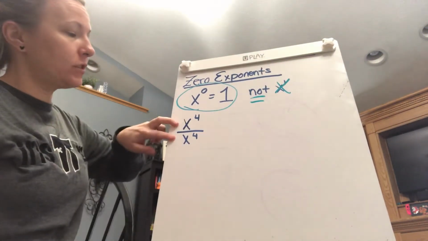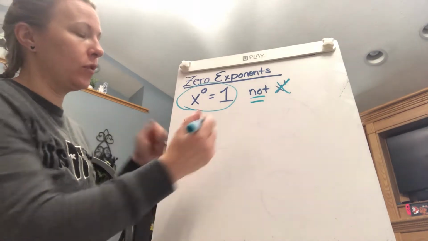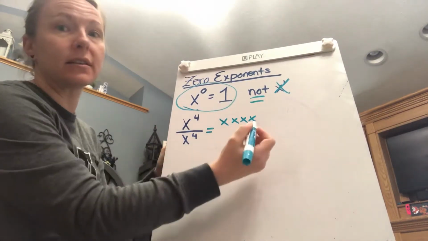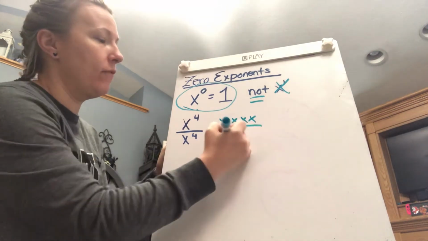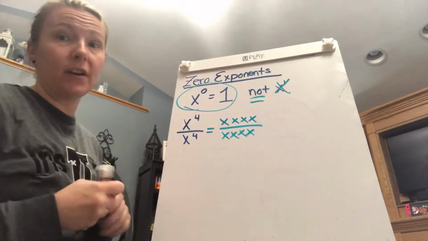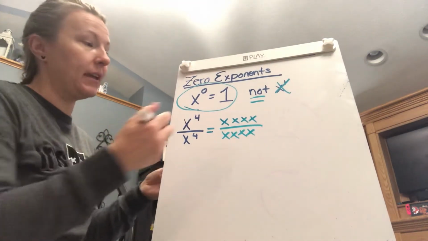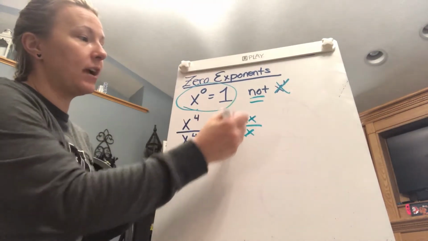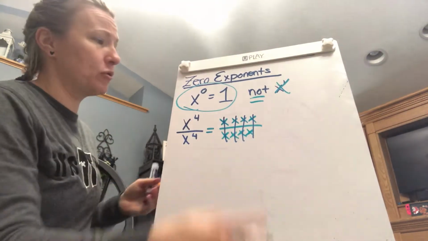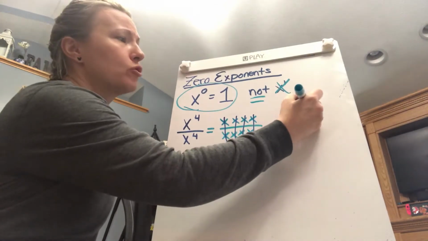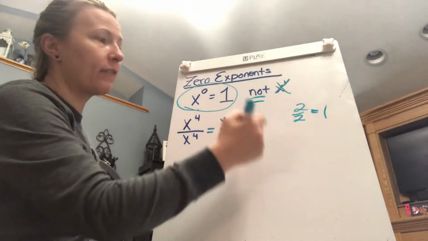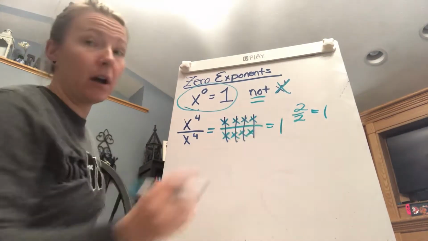So if you have x to the 4th over x to the 4th, what really happens there is you have 1, 2, 3, 4 x's, and you have 1, 2, 3, 4 x's. Well, we just talked about in the last video that if you have the same thing on the top and bottom, they cancel out. So this cancels out, cancels out, cancels out. Well, if you have the exact same thing over the top and the bottom, so let's say you had 2 over 2. What's 2 divided by 2? It equals 1. So if everything cancels out, you just have the number 1.